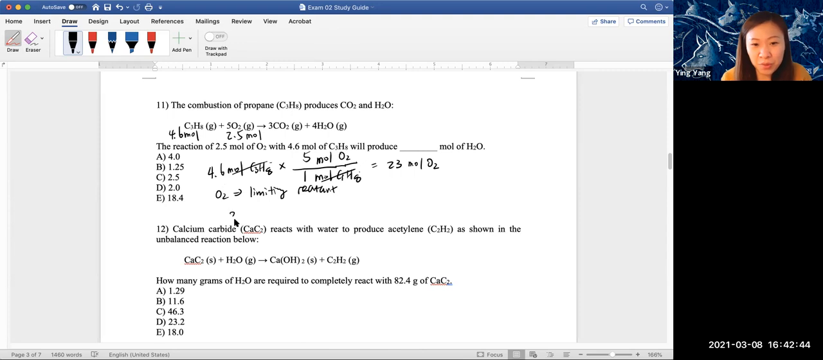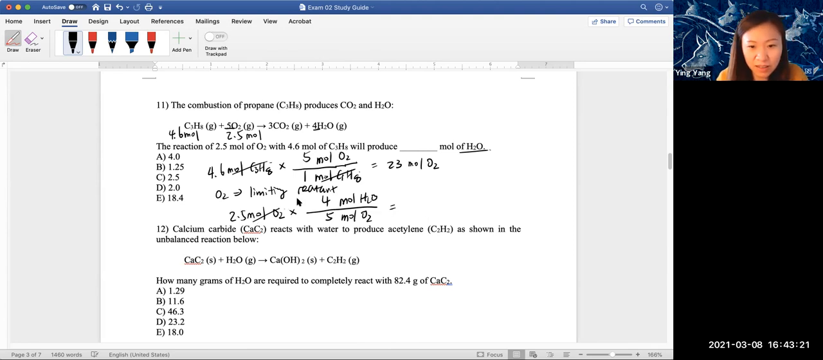So we start from 2.5 mole of oxygen and find out what it is asking. It's asking for CO2 or water? It's asking for moles of water, right? So we put mole water here. This is what we are looking for. And we put mole of oxygen here so they can cancel out. And we go back to take a look at the coefficients 5, 4. So 5 mole of oxygen would react with, would produce 4 moles of water.